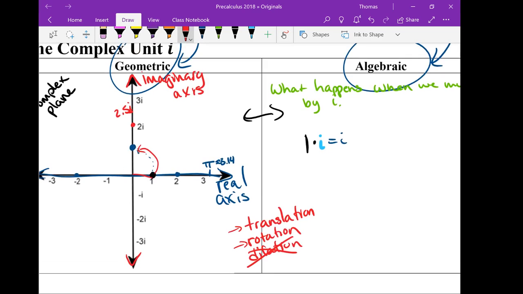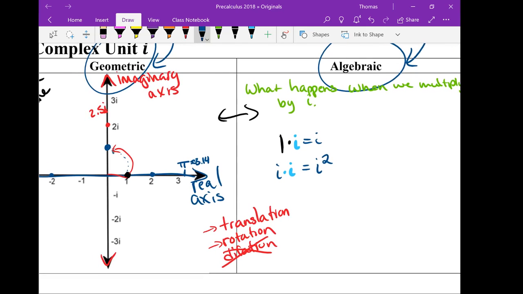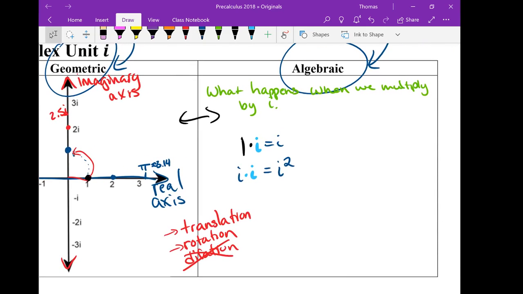Well, the only way to be sure is to just multiply again and see where it ends up. So let's start with our point i, and let's multiply by i again. i times i. Whenever we have something times itself, that just means it's squared. Now, when mathematicians defined this imaginary unit i, they defined i squared to be equal to negative 1.